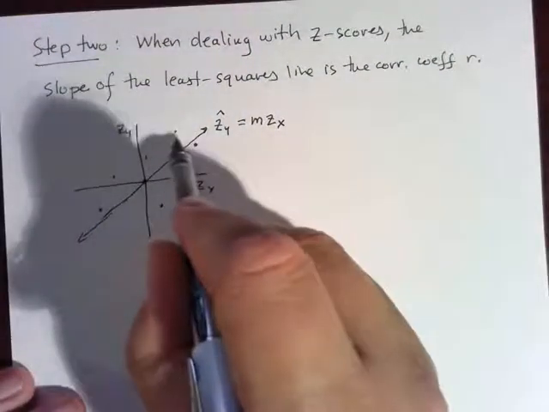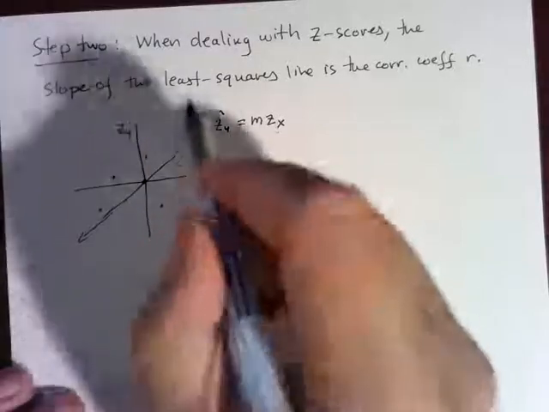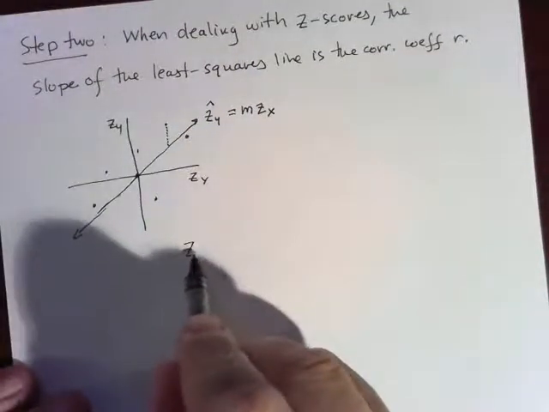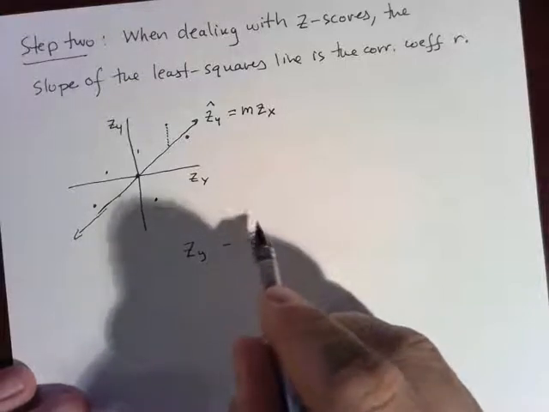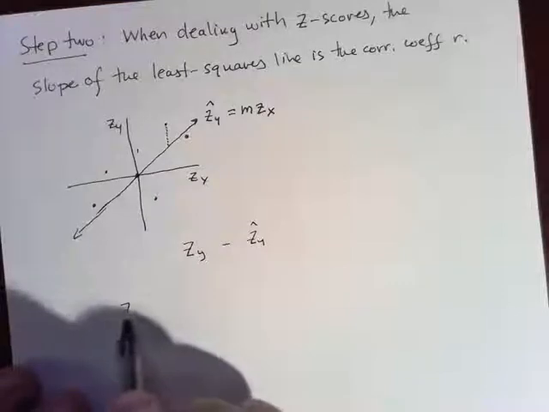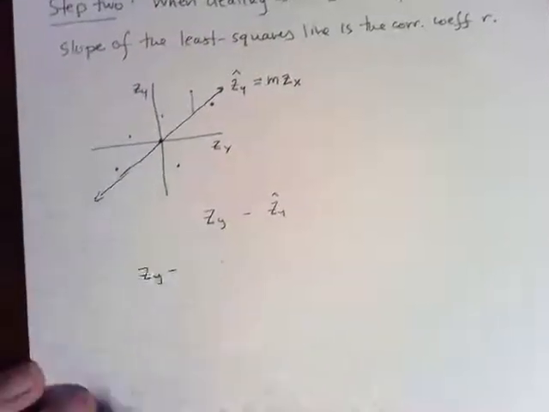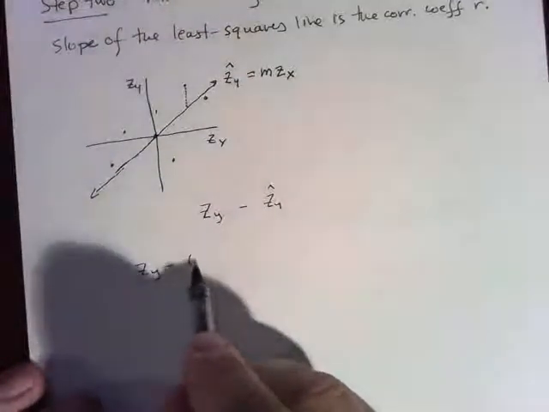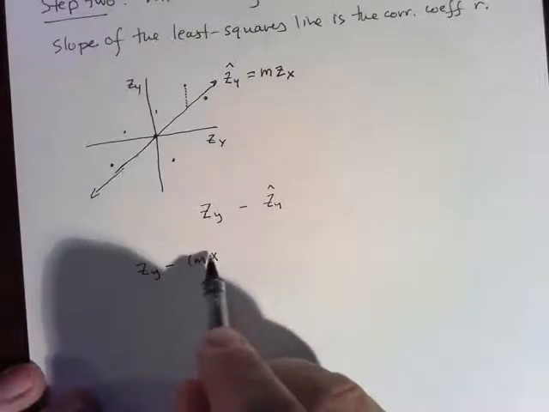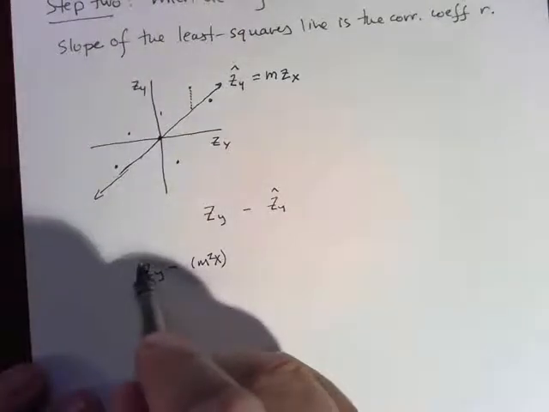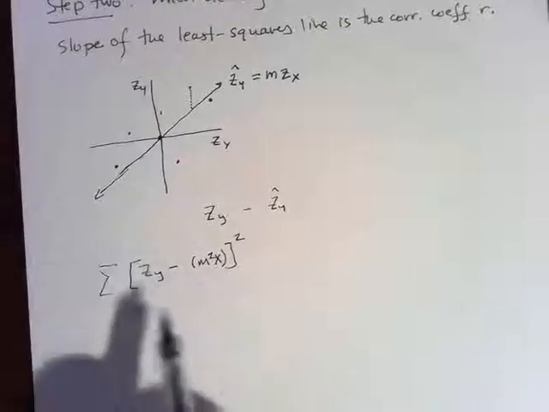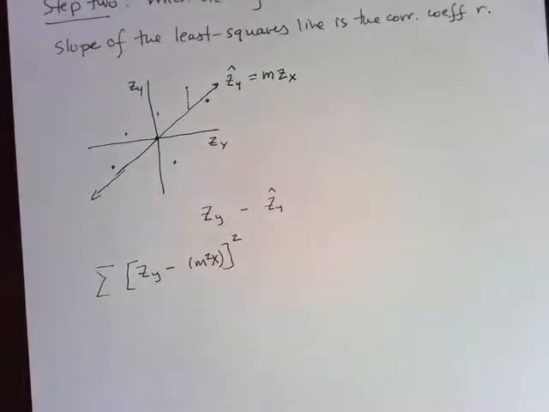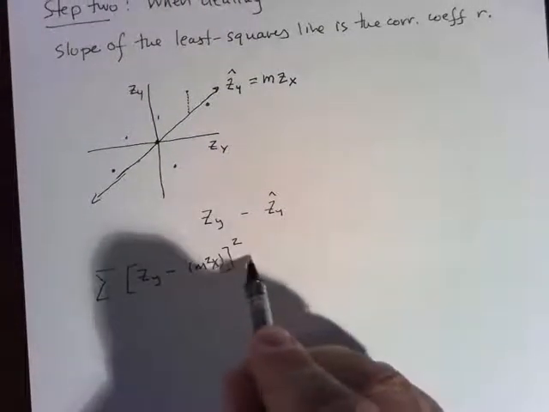I'm going to write down what a residual looks like. So a residual is an actual zy minus a predicted zy, and that's zy minus m zx. Oops, from up here, and then I need to square these and add them up. And I want to make this as small as possible. So I'm going to do a little bit of algebra here.